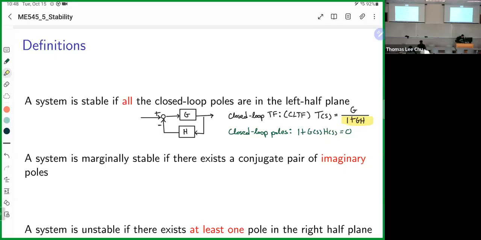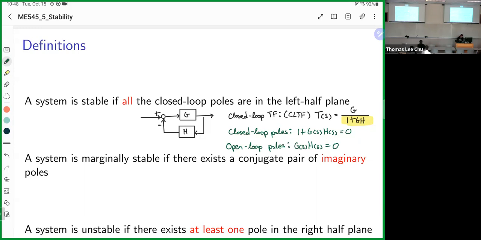Now, when we're talking about open loop poles, it's going to be G(s) times H(s) equal to 0. So these are open loop poles. And you can have unstable open loop poles, but then once you close the loop, you can have a stable total system. So this is specifically with systems that have a closed loop.